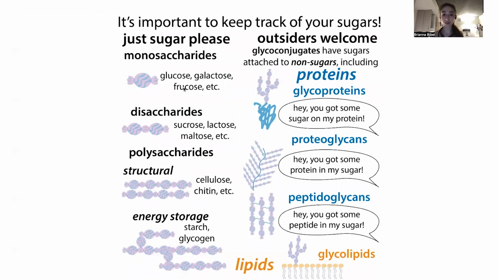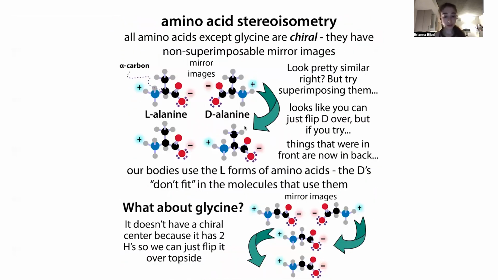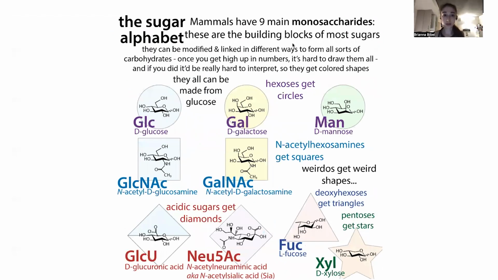So even if we're talking about monosaccharides, where you have a single unit, such as glucose, galactose, fructose, you can see that there's several different ones. These are just a few of them. There are actually 9 main monosaccharides in our bodies. And these can also get modified, and these can link up in various ways to give you various molecules. There's some terminology around glycobiology that can get kind of confusing.